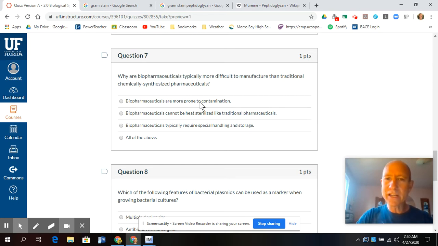So more prone to contamination? Maybe. Biopharmaceuticals cannot be heat sterilized? Yeah, that's right. Biopharmaceuticals typically require special handling and storage? Yeah, that's right. Whenever I see two that I know are right and one that's like, I don't know, and they give me all the above, I'm going to click all the above. Booyah.